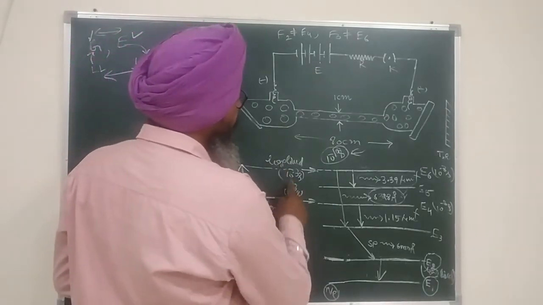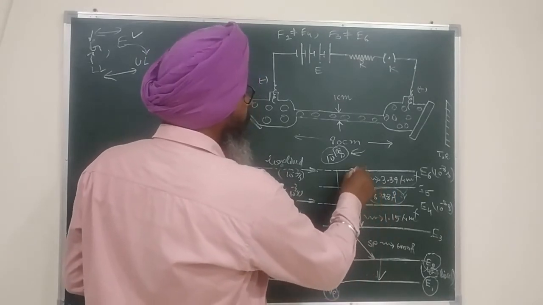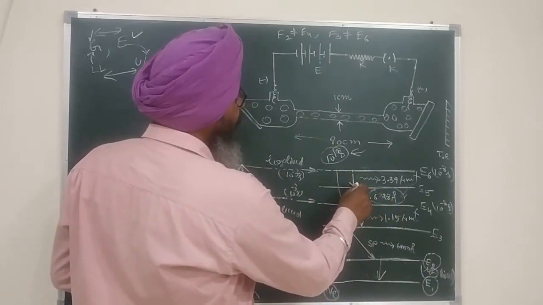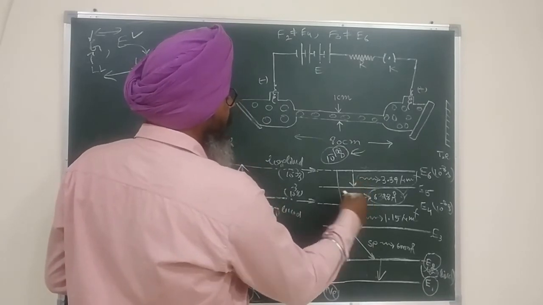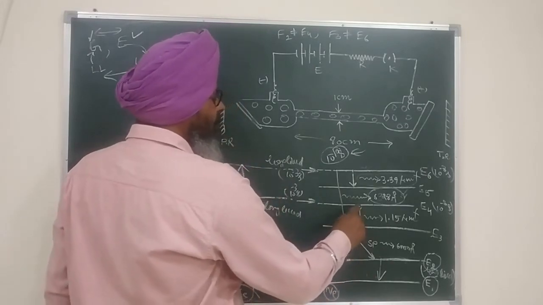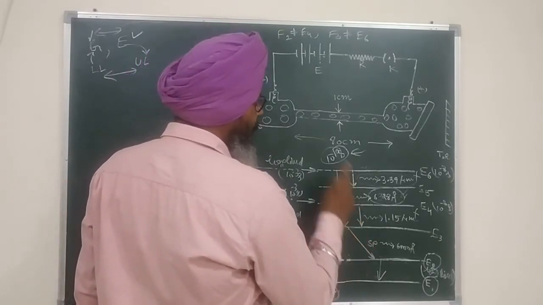After transfer of energy, we are not getting laser action from E6 to E5, because we are not getting standing wave formation for this, as we are not allowing the resonance to happen for this wavelength. Similarly, we are not allowing the resonance to happen for this wavelength.